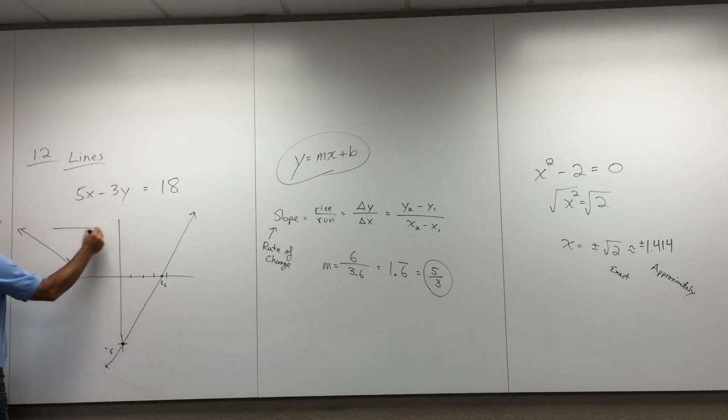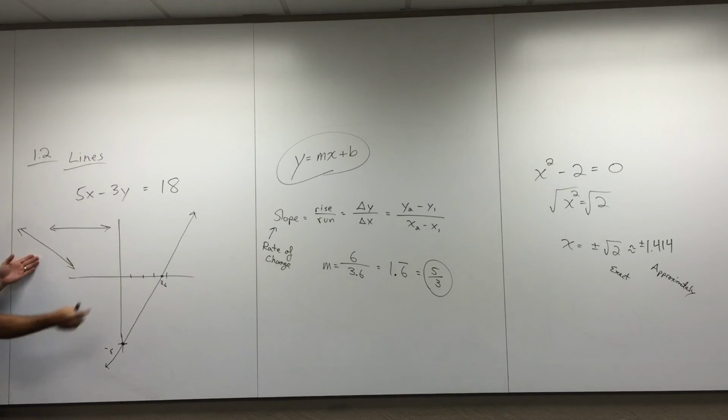What about this line? What's the slope of this line? 0. Yeah, it's a horizontal line is the word. And what's the slope? 0. Right. So here's a negative slope, a positive slope, a slope of 0.